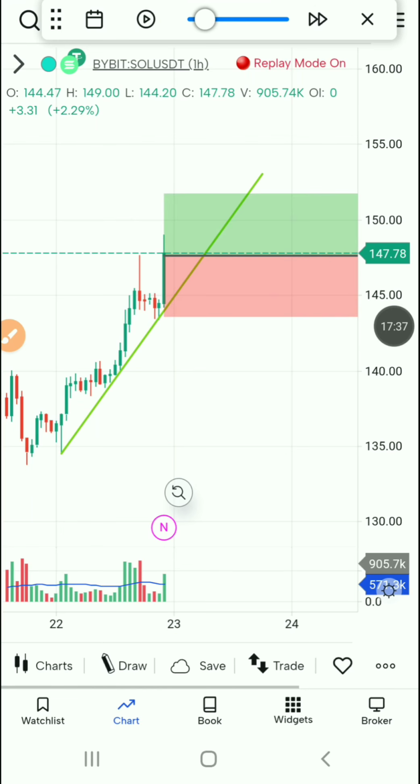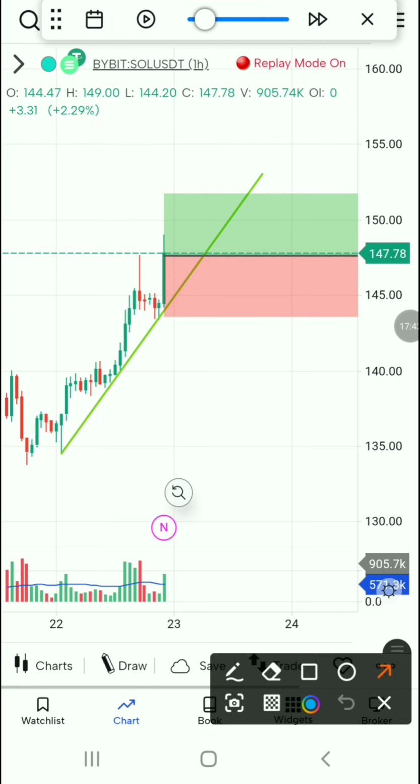So guys, I am just going to enter this trade right here, and then I am going to place my stop loss just over here. I'll tell you why I'm placing my stop loss at this level, and then my take profit at this level. The reason I place my stop loss at this level is because most traders think that the moment the price breaks below this line, that is it. They are just going for a short position.